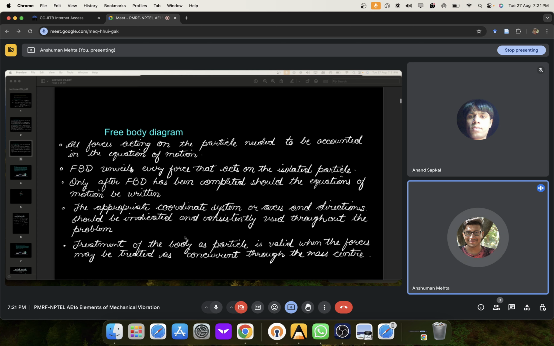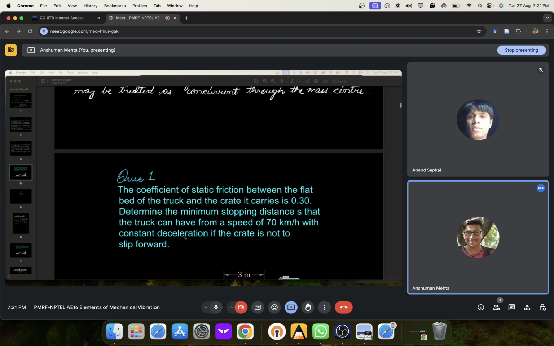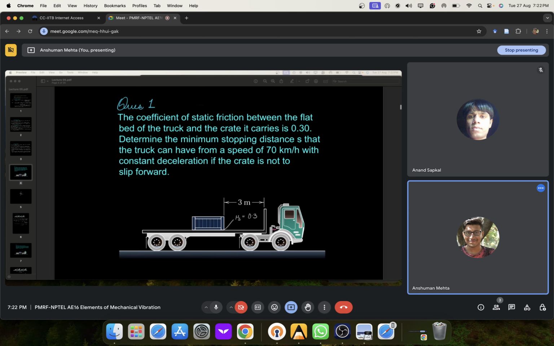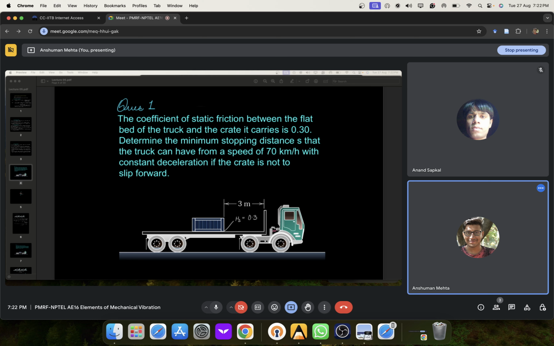Now we have questions coming up. So this is question 1. The coefficient of static friction between the flat bed of the truck and the crate is 0.3. Determine the minimum stopping distance that the truck can have from the speed of 70 km/h with constant deceleration if the crate is not to slip forward.